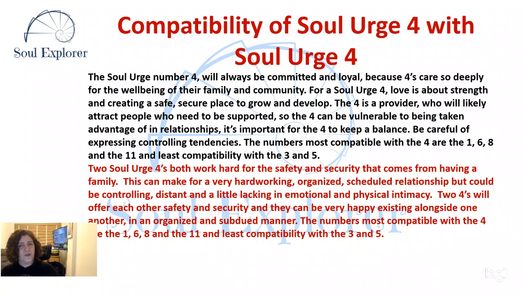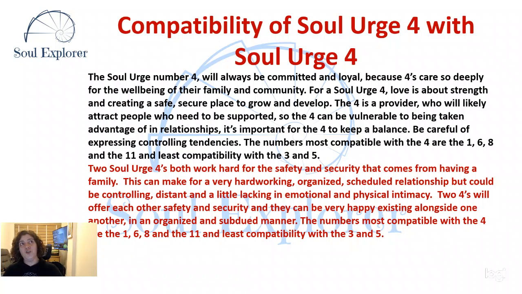They both struggle with emotional intimacy, so they might both be a little bit distant in their relationships and a little bit lacking in emotional intimacy. The 2 4s will offer each other the safety and the security, and they very happily could exist alongside each other in their organised, subdued, secure and safe little bubble. Okay, they can be like that, but they won't necessarily be the most exciting go-getter couple. They may spend a lot of time together and maybe not so much time out socializing.